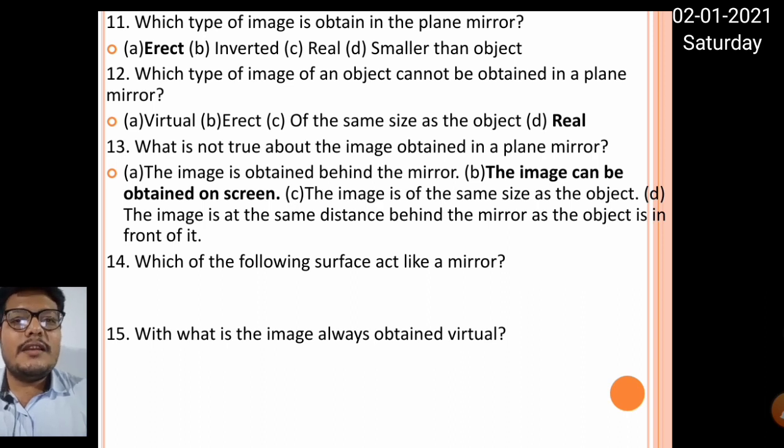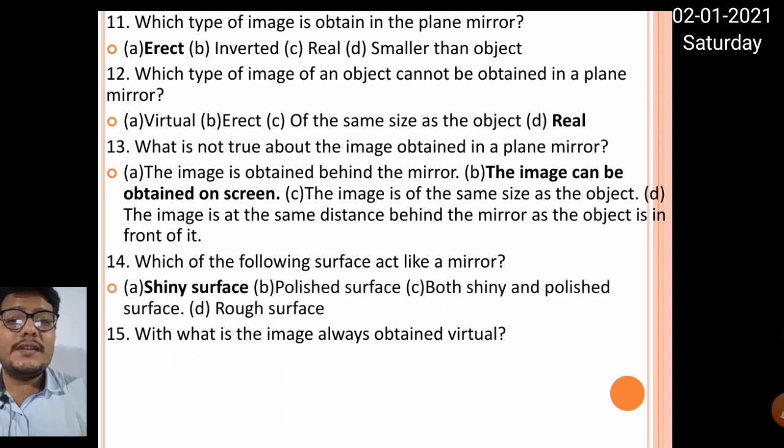Let's see number 14. Which of the following surfaces acts like a mirror? Means polished surface, right? Which surface will behave like a mirror? See here first: shiny surface, polished surface, both shiny and polished surface, or rough surface. So look, polished surface means like a wooden surface, but woods are getting polished. We can say it is polished, but it will not behave like a mirror.